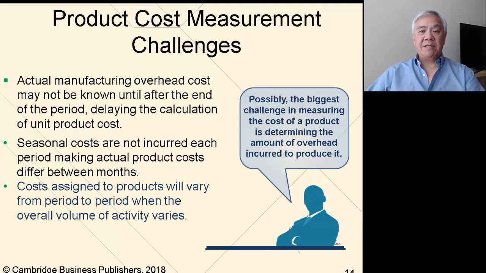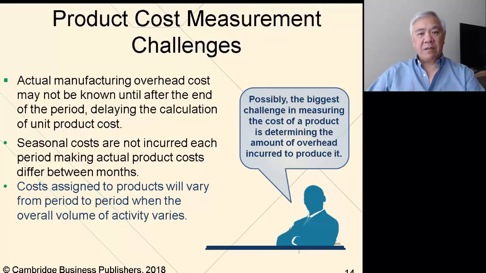And we might see that period to period, the cost will change because when you have high manufacturing output, that might give you opportunities to lower costs. If you have low manufacturing activities, likewise, it would flip the other way. It would lead to higher costs. Possibly the biggest challenge of all of this is looking at overhead.